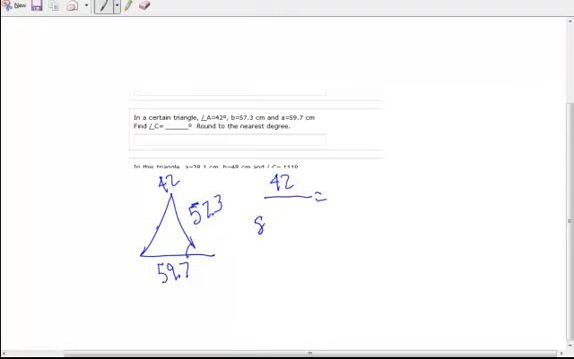42 over sine, oops, I'm sorry. Back that up. Sine 42 under 59.7 is something under 57.3, and that's the sine of B. We can't find C directly.